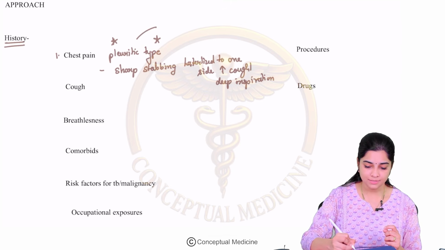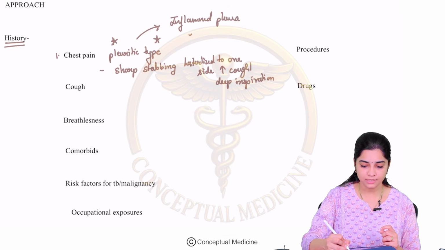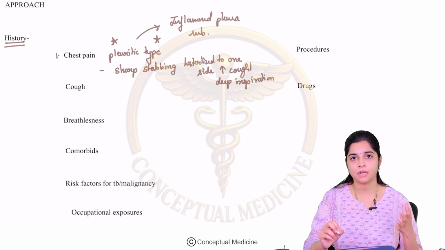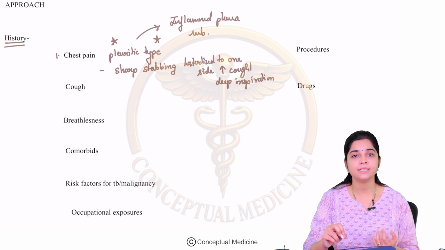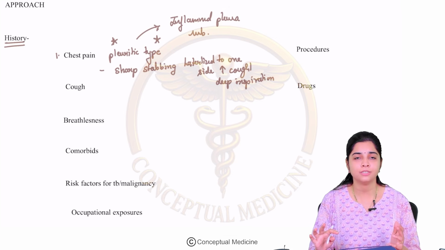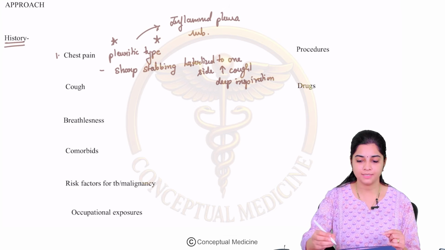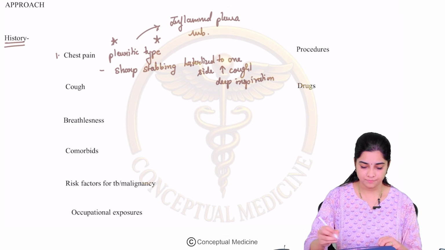And why is this happening? This is because the inflamed pleura rub against each other. When the inflamed pleura rub against each other, you can have a pleuritic type of chest pain. But in the later stages, once the fluid accumulates, the pleura get separated by the fluid between them. They do not rub against each other, and hence the pleuritic chest pain abates. So pleuritic chest pain is present during the initial phases of a pleural pathology.